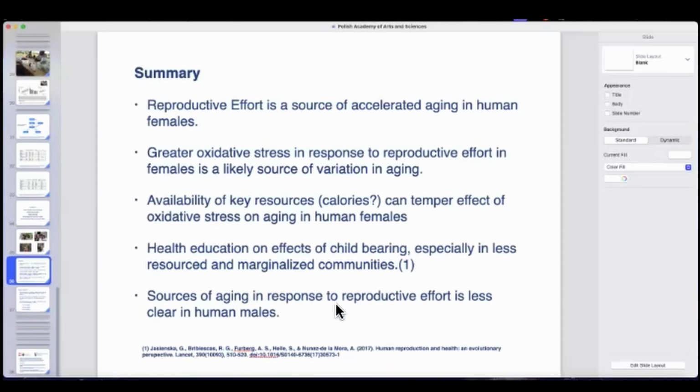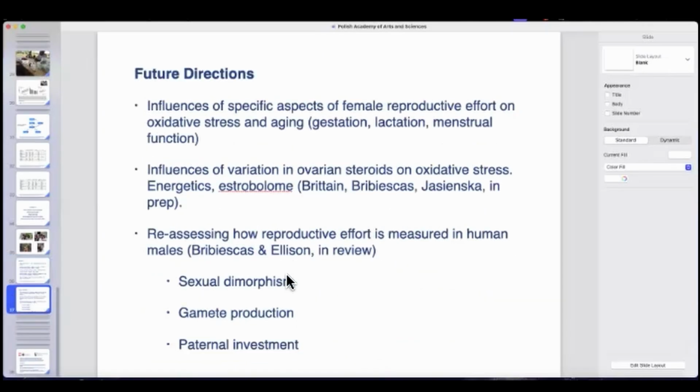And then finally, the sources of aging in response to reproductive effort are less clear in human males, which leads to my final slide here, and that is, what next? I think the influences of specific aspects of female reproductive effort on oxidative stress and aging are important. If we can tease out those that are related to gestation, lactation, and menstrual function, those are important.